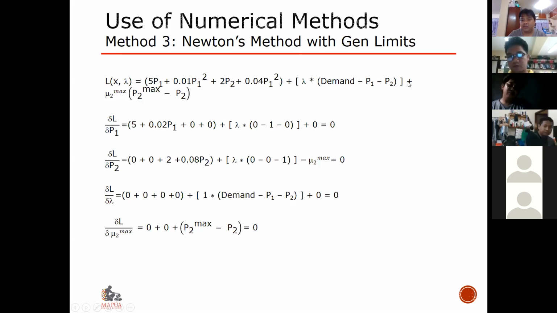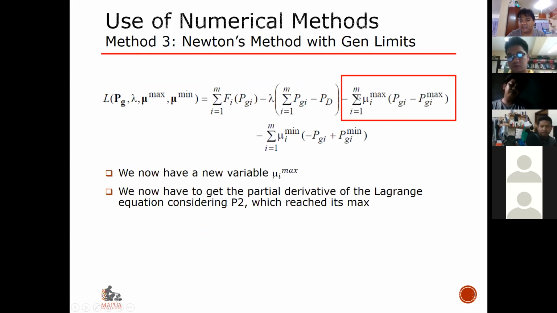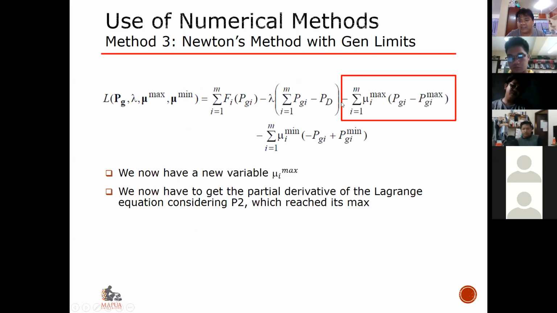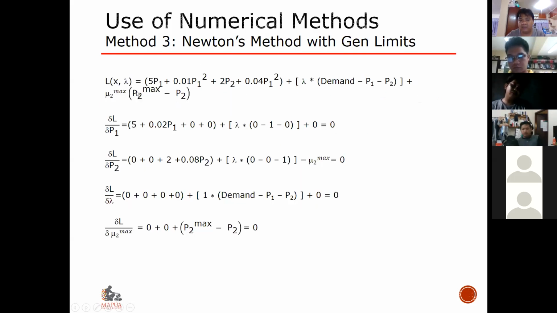But now, itong part na to, you get plus mu2 max times p2 max minus p2. Pinagpalit ko lang guys ha. Dito kasi minus mu max, pero p1 minus p max. Ilipat ko yung max dito para maging positive na lang to. Okay? Alright. So ito na yung full Lagrange equation mo.